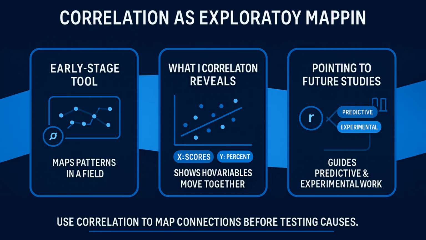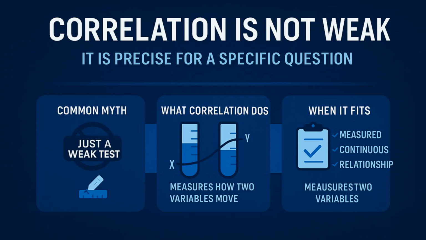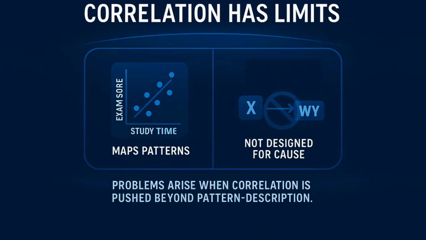Correlation is often used in early or exploratory stages of research within a field. It helps researchers map patterns and connections that can later be examined using predictive or experimental designs. It is not a weak method. It is a precise method designed for a specific kind of question. Problems arise only when researchers try to make correlation answer questions it was never designed to answer.